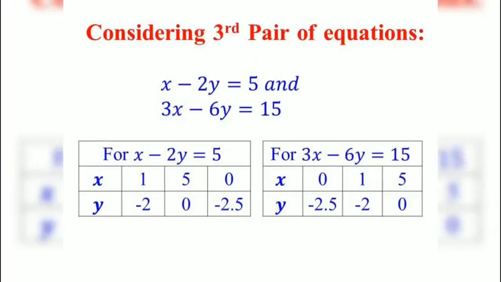Considering the third pair of equations, x - 2y = 5 and 3x - 6y = 15. These are the two tables representing three solutions of each equation. We will use these tables to represent the pair of linear equations in two variables graphically.